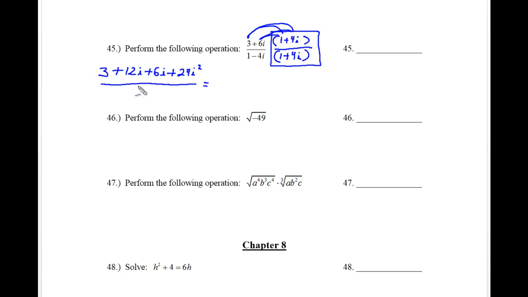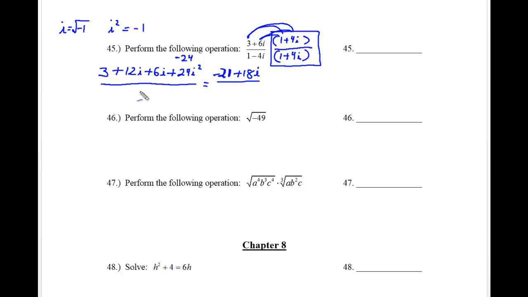Now, I just want to focus on this numerator for a moment. 24i squared is the same thing as negative 24, because since i is, by definition, the square root of -1, then i squared would be the square of the square root of -1, which would then be -1. So this would then be 3 minus 24, which is negative 21. And what's left over there is our 18i in our numerator.